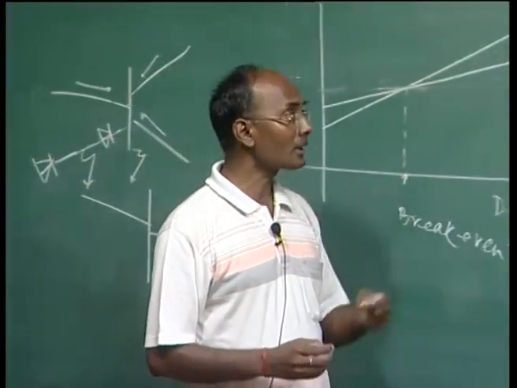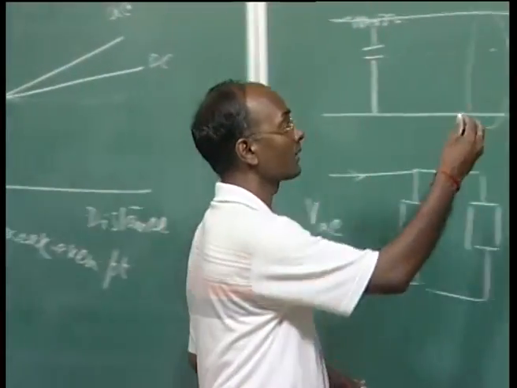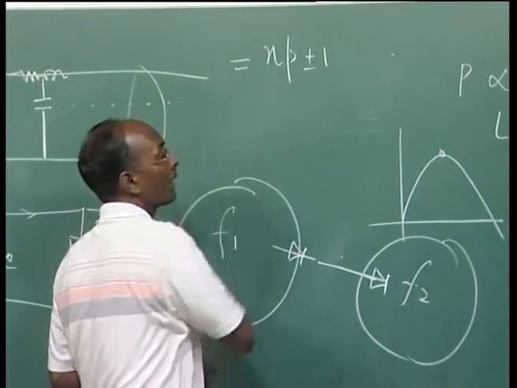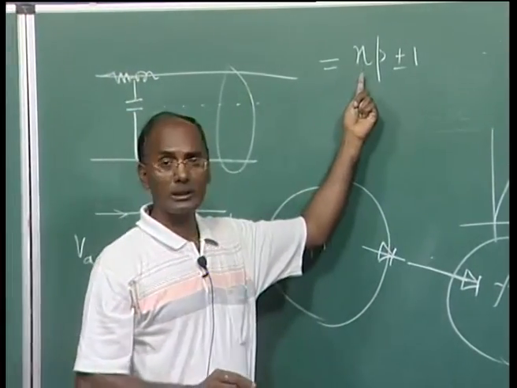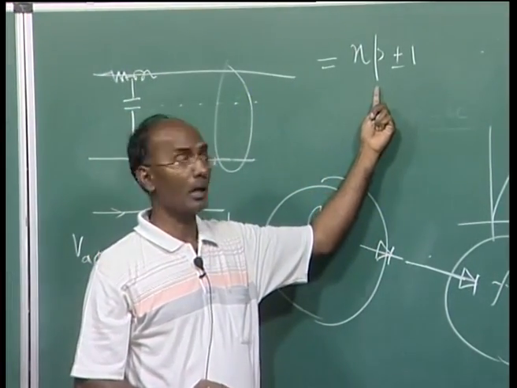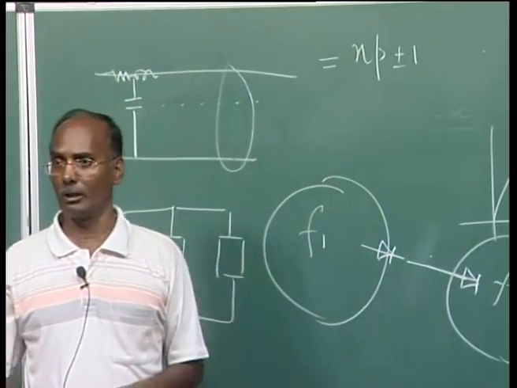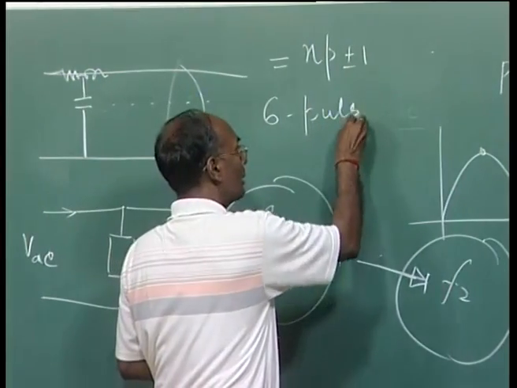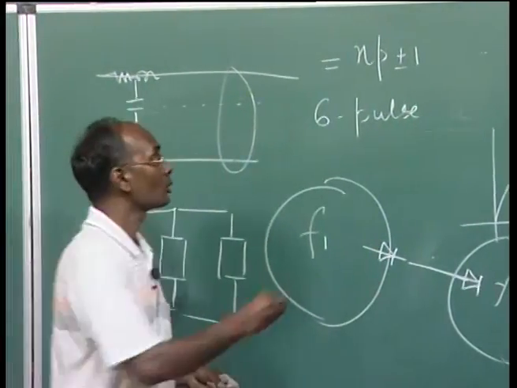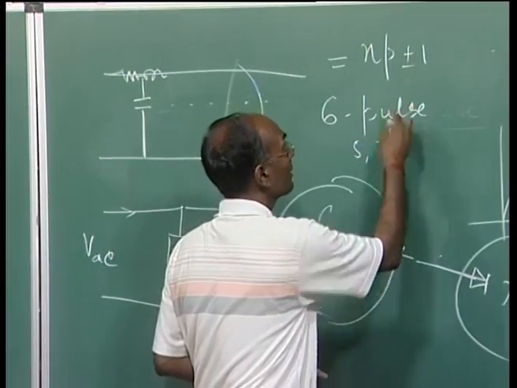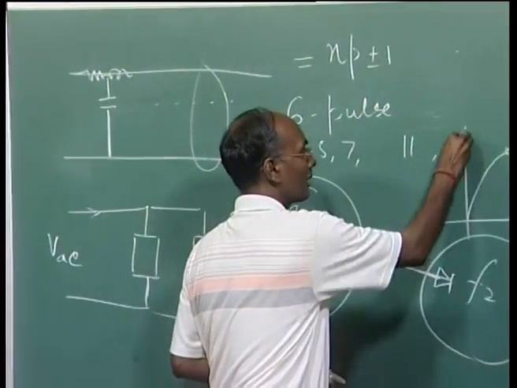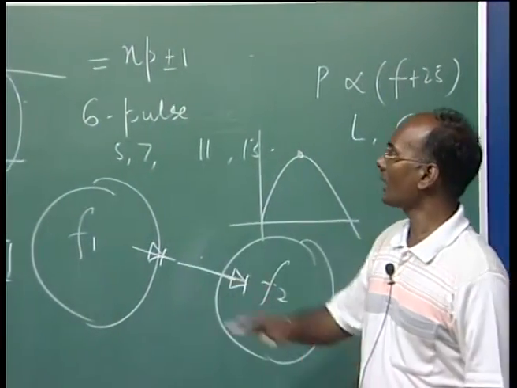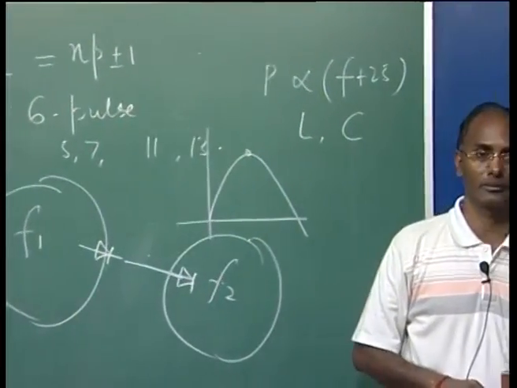In conventional thyristors, basically we had harmonics of order np plus minus 1. This is the harmonic component, where n is an integer, p is the number of pulses, and 1 is again the real value. So for a 6 pulse converter using conventional thyristors, you are going to have the 5th, 7th, then the 11th and 13th and so on. These harmonics are called the characteristic harmonics.